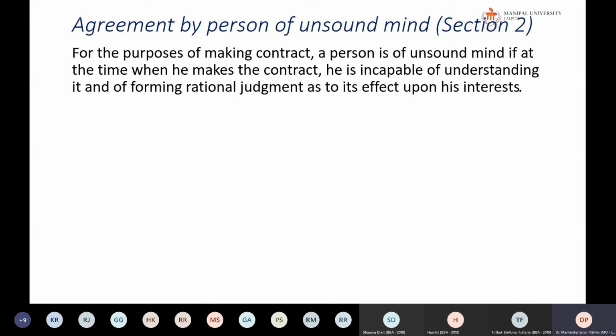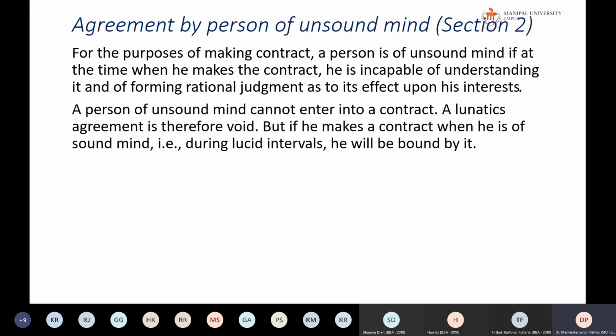So any contract made by such a person will result in undue advantage being taken by the other person who is entering into a contract with him. So a person of unsound mind cannot enter into a contract. He is called a lunatic. A lunatic's agreement is therefore void. But if he makes a contract when he is of sound mind, during the lucid intervals, he may be bound by it.